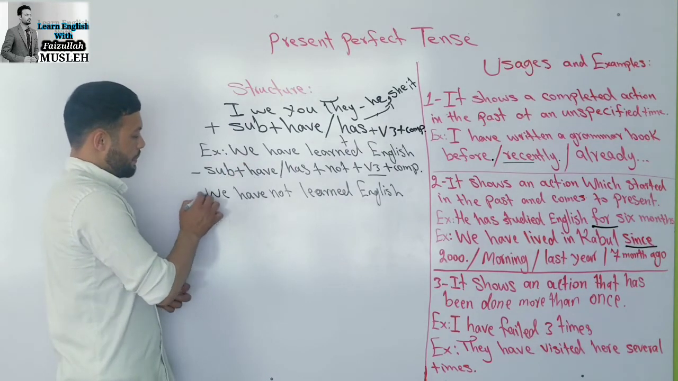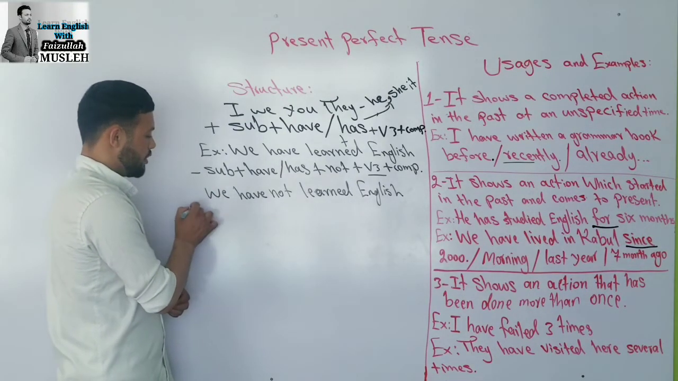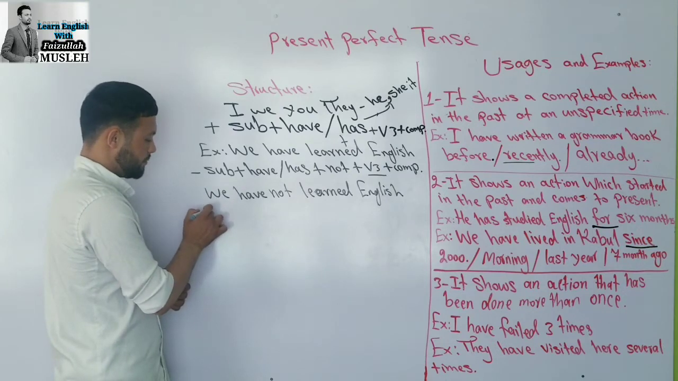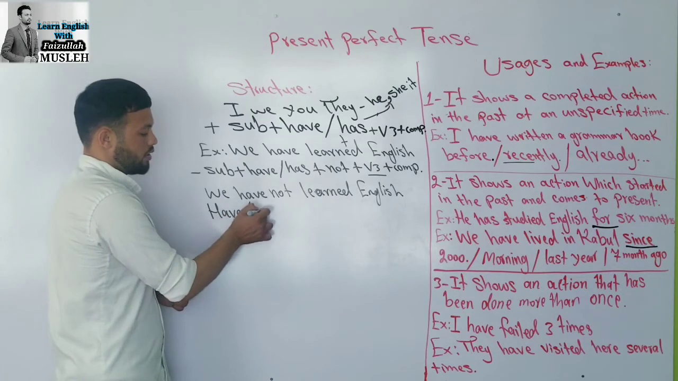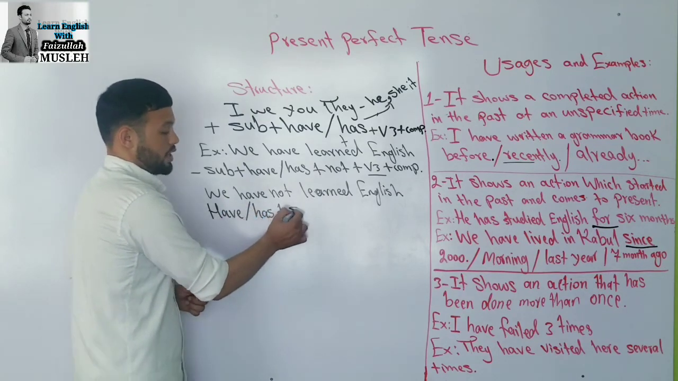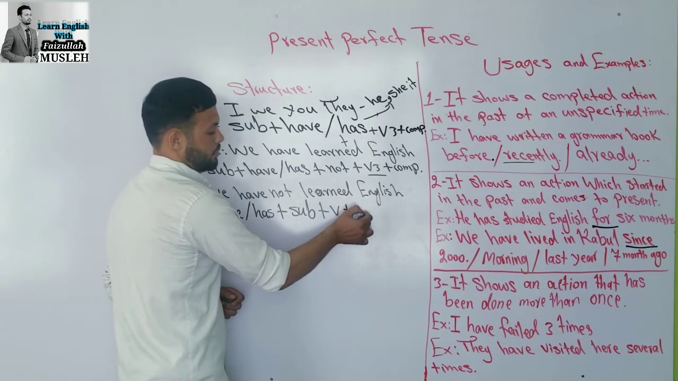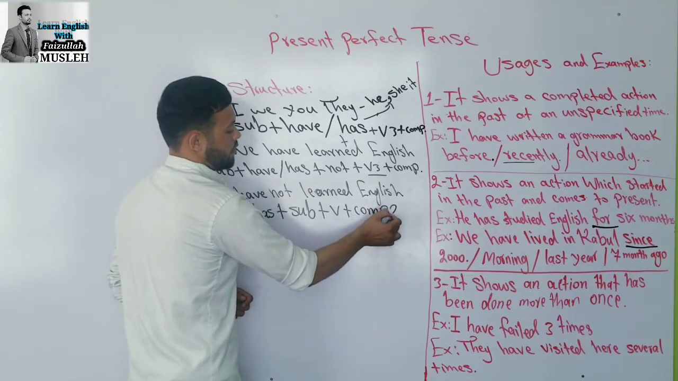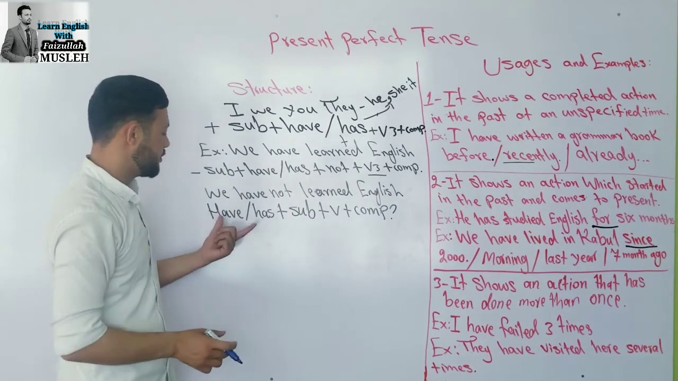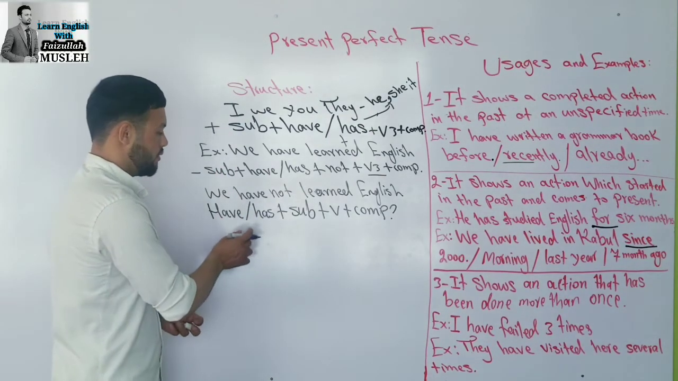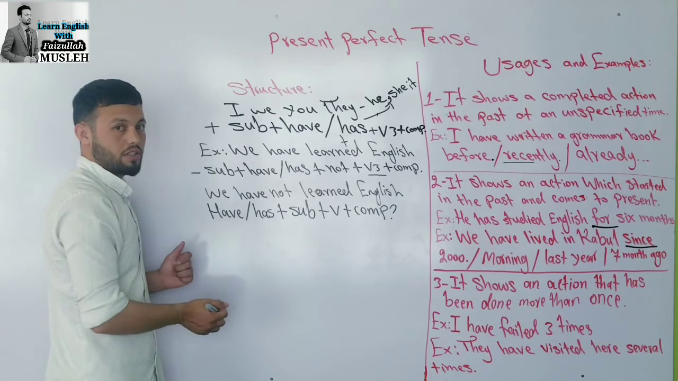And about question form, how do we do that? Now for question form, we use this structure. Have, has plus subject plus verb plus complement. This is the structure for question form of this sentence, the sentence which is for present perfect tense.